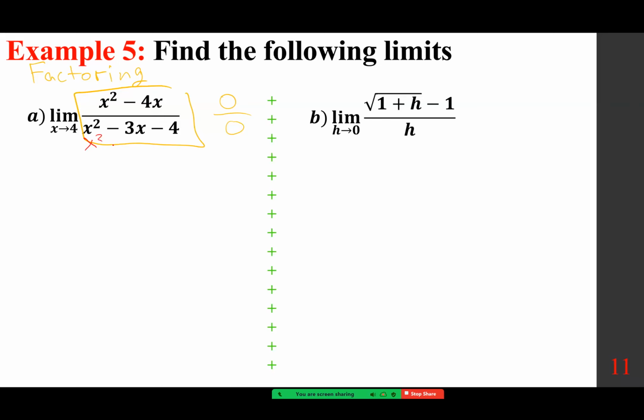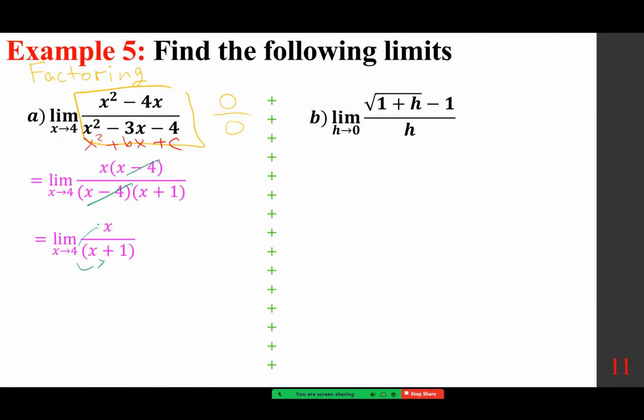The denominator, I hope everybody remembers all the factoring, so I'm going to quickly remind you. When it's x squared plus bx plus c, you want two numbers. The product is c, namely negative 4. The sum is b, namely negative 3. And this is the factoring. As you can see, x approaches 4, so it has a factor of x minus 4. That should help you with the factoring. And so now, these two cancel each other. And if you plug in, you get 4 over 5 as the final answer.